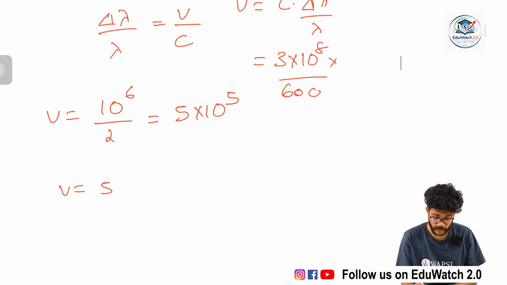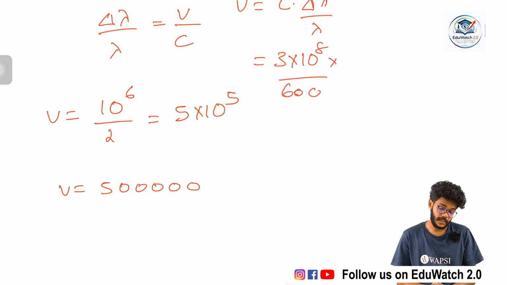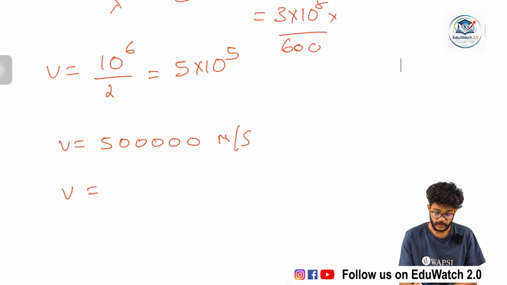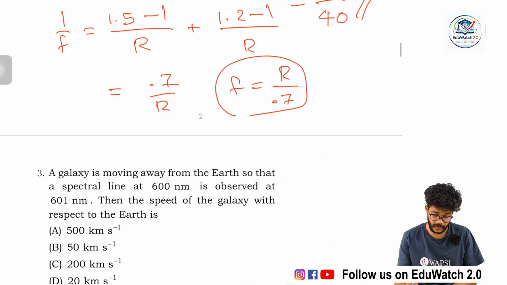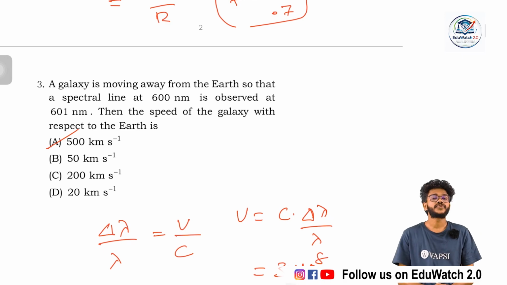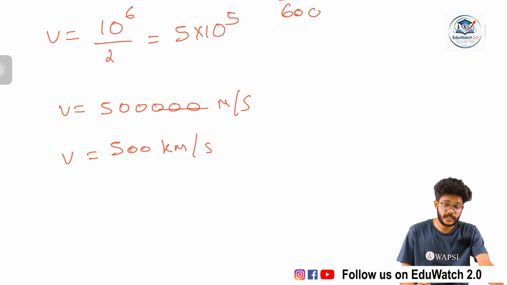Velocity is 5 into 10 raised to 5 meter per second, which is equal to, we can cut the 3 zeros, therefore 500 kilometer per second. Which option is correct? 500 kilometer per second, option A is the correct answer for this question. Okay, so we can move to the next question. Coming to the next question, the fourth question.